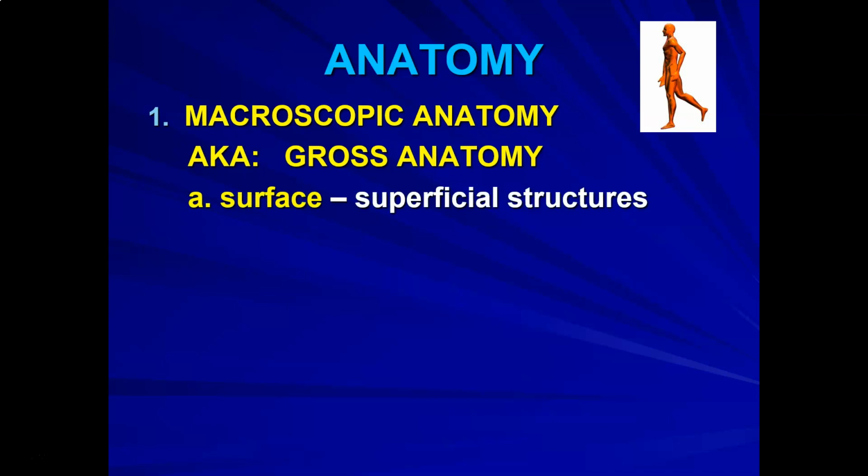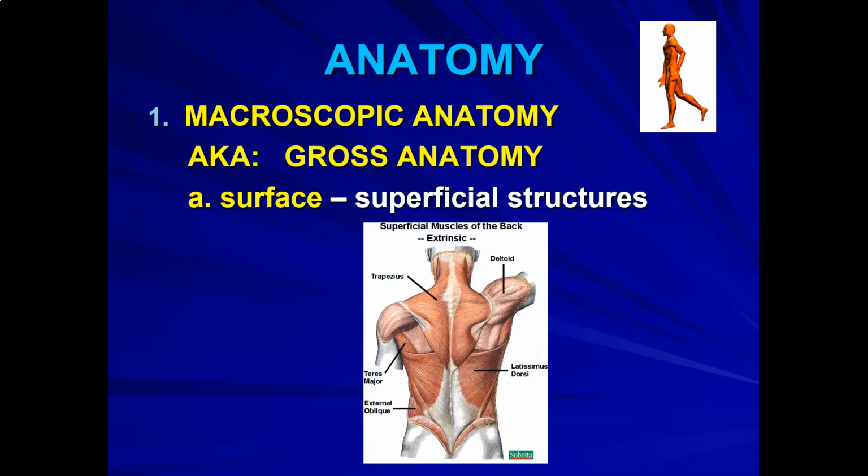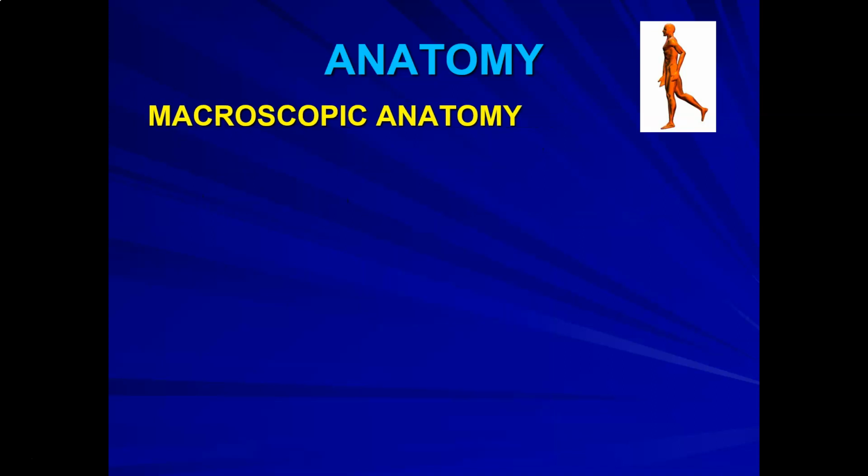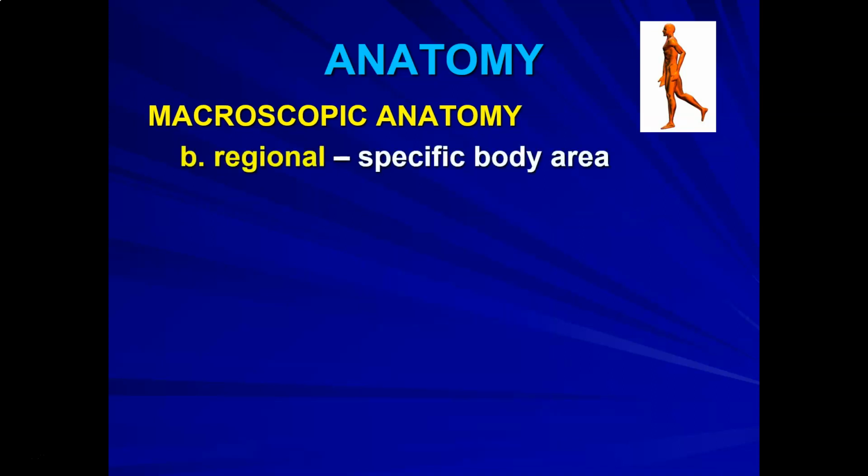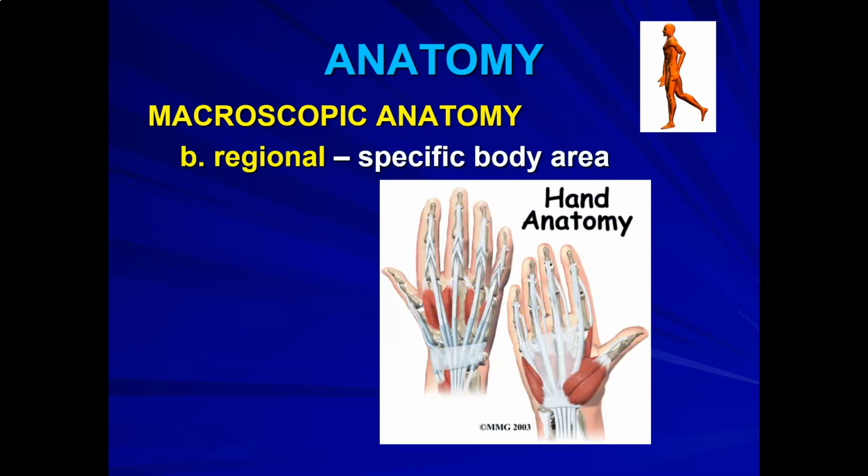We look at it from a surface perspective, things that are on the superficial portion or the top portion of the body. And that could be like superficial musculature. Notice we're labeling things, we're naming muscles. That's classic anatomy, the muscles on the surface portion. We could look at regional macroscopic anatomy. We're looking at sort of a zone or a specific area. We might specialize in anatomy of the hand or the head or the leg.